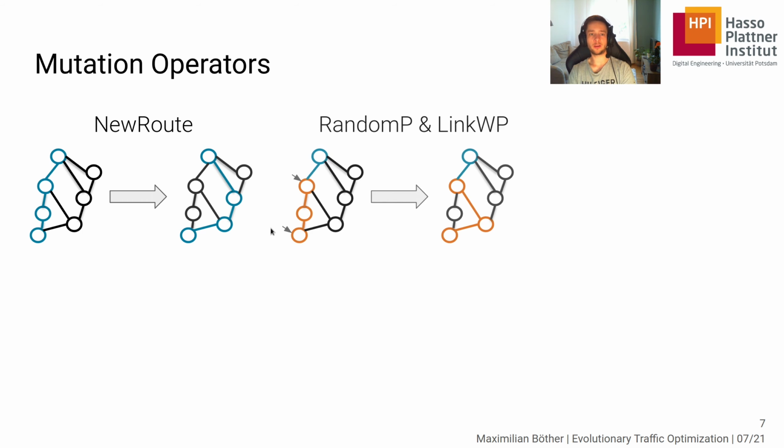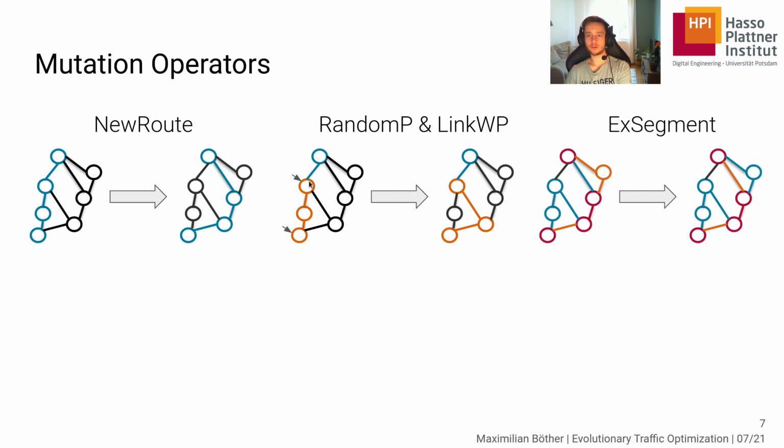We also want to make local changes, and we have two variants for that. We have the random p and link WP operator, and basically both of these select two vertices on one route, and then just recalculate the subsegment, randomized a bit again, with the random Dijkstra between these two vertices, and they differ basically in their selection of the two vertices.